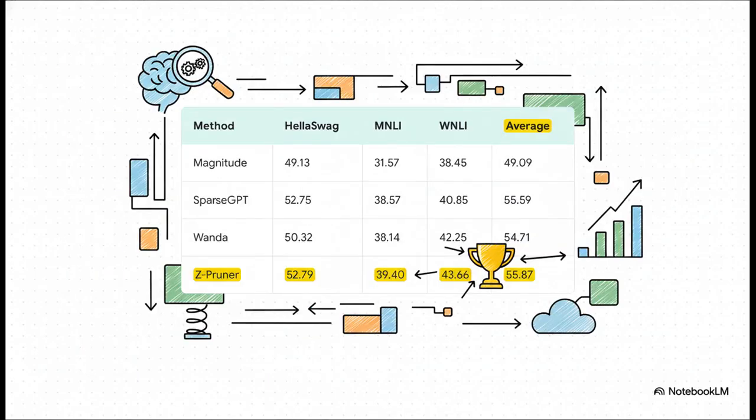Of course, being smart is about more than just predicting the next word. This table shows how well the pruned model does on a bunch of different common sense and language tests. You can look at the individual scores, but the real story is in that last column, the average. Once again, Z-Pruner comes out on top with the highest overall average score. It proves that it's doing the best job of keeping the model's actual intelligence intact.